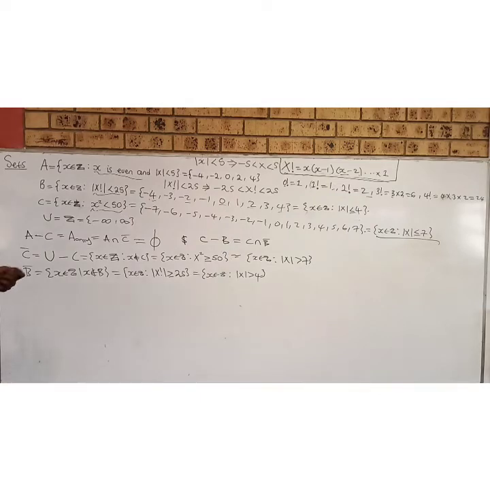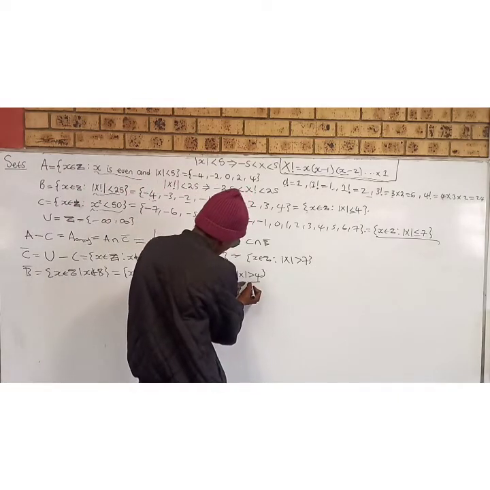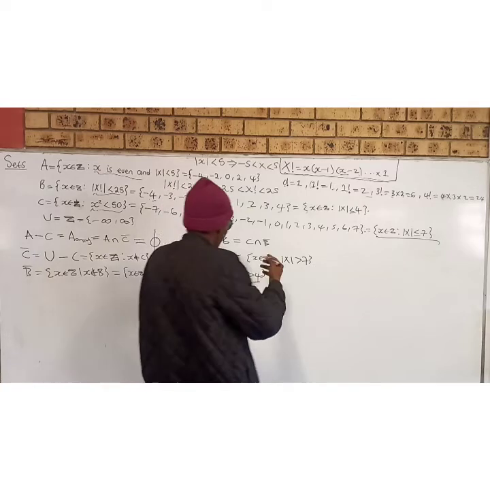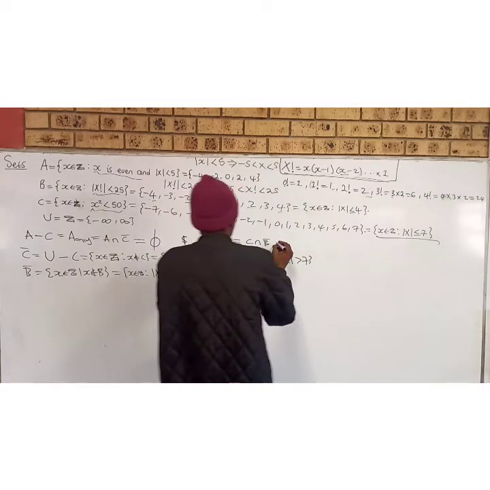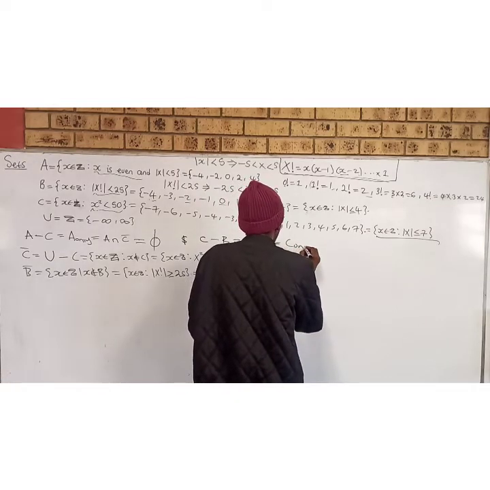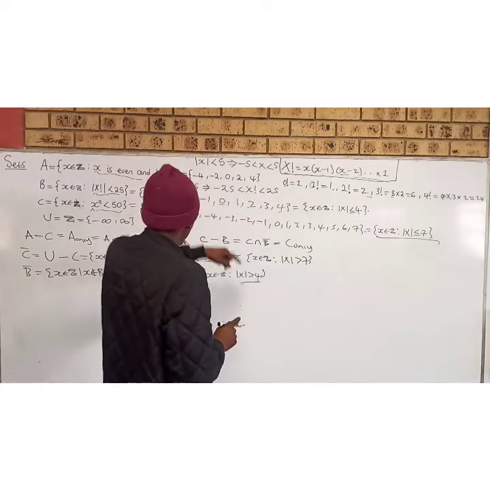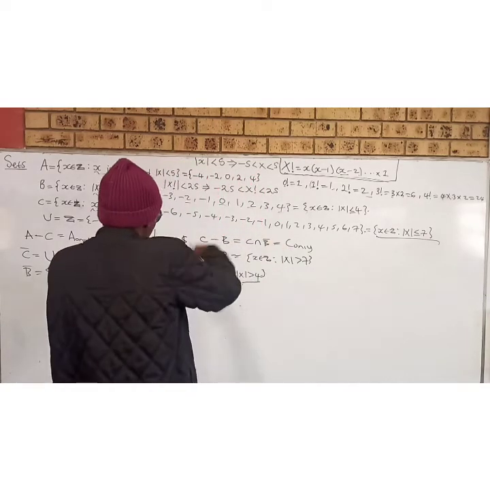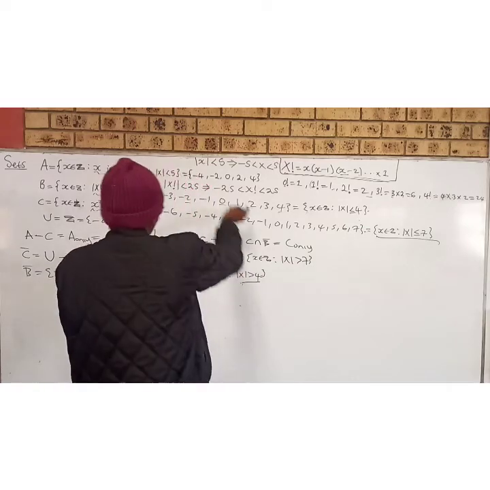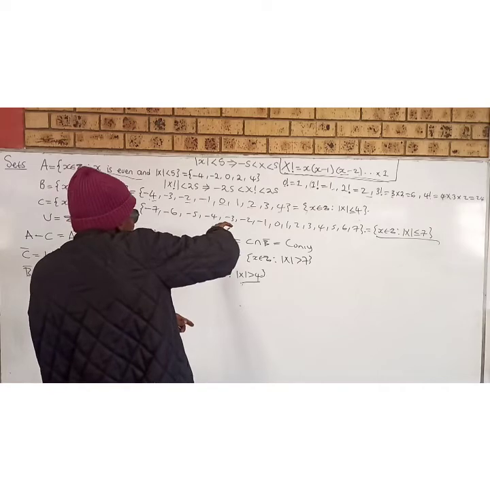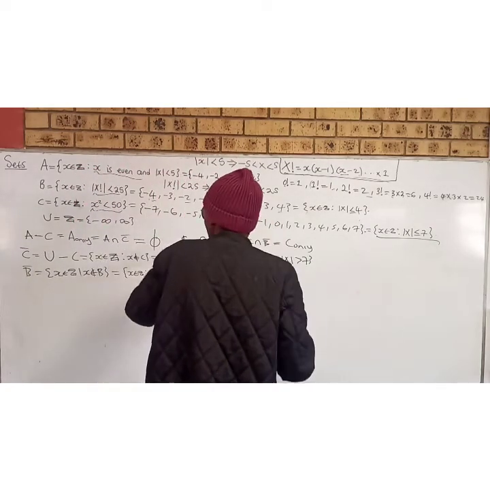So we want to see which elements are in C only. In other words, we are looking for C only and not in B. So when we complement B, it means we are subtracting set B from C. So we remove every element that is in B. We don't need it to be in C. So we need C only.